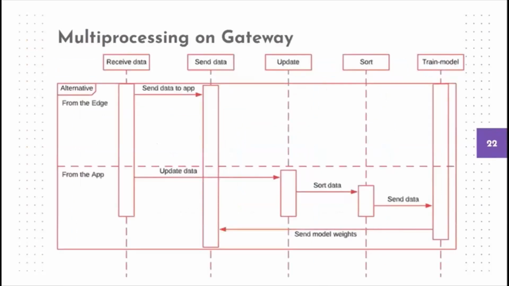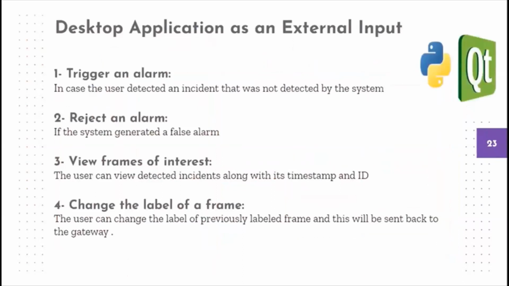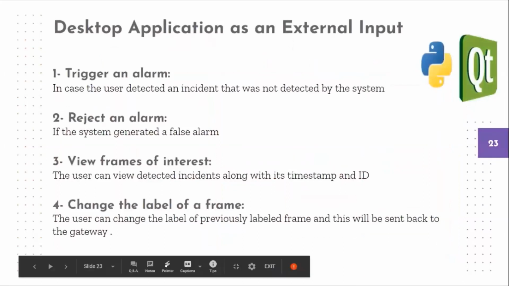The gateway has 5 processes as well. The receive data process receives the data from both the edge and the application. The data received from the edge is sent to the application for monitoring, and any data sent from the application is updated data. This data is then sorted and trained on again. The new weights are then sent back to the gateway. And now Marla will be talking about multiprocessing on the desktop application.